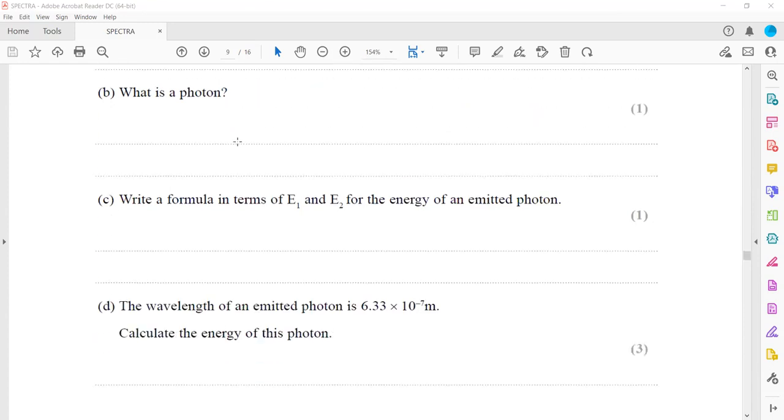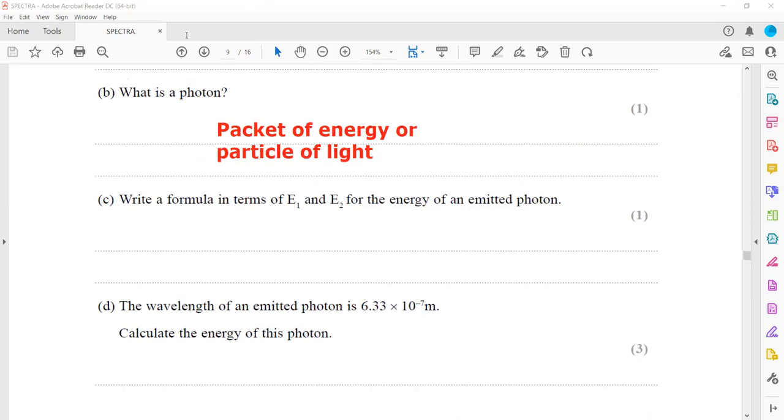Then what is a photon? How do we define a photon? A photon is basically a packet of energy or a particle of light. So what is the photon definition? It's a packet of energy, or you can also say it is a particle of light.